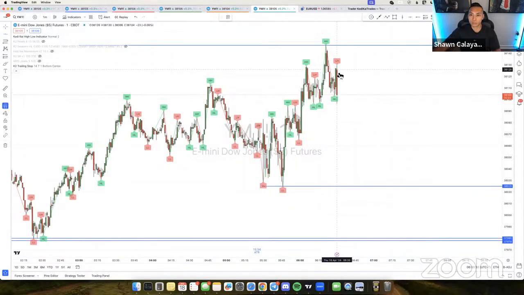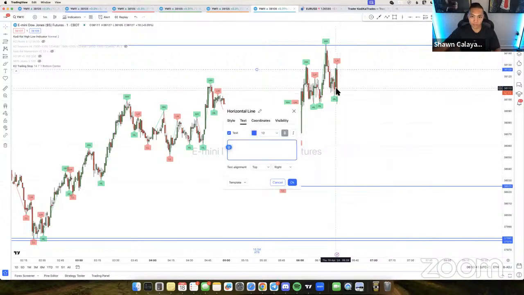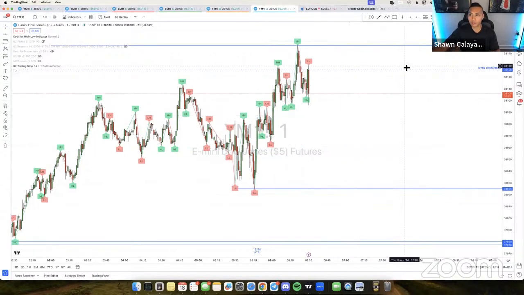And of course, opening price right there. All right. So liquidity hasn't gotten hit yet, guys. Closest level of liquidity is going to be above over here at 38,147. Lower level here is going to be at 38,025.